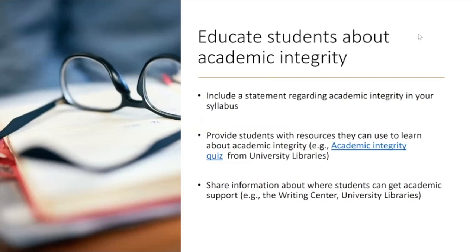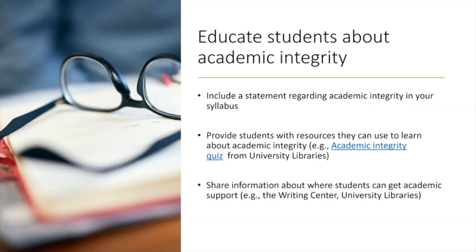A couple of ways to educate students about academic integrity. I'll make a few suggestions and then I'll open it up in the chat. First, I recommend including a statement regarding academic integrity in your syllabus. I would imagine many of you do this. There is boilerplate language that we can provide for you if you're looking for some additional language. Then we recommend providing students with resources they can use to learn more about academic integrity. The university libraries, for example, has a really nice academic integrity quiz. It's a set of true and false questions that you can share with your students, and I can share the link to this in the rest of the resources we share.